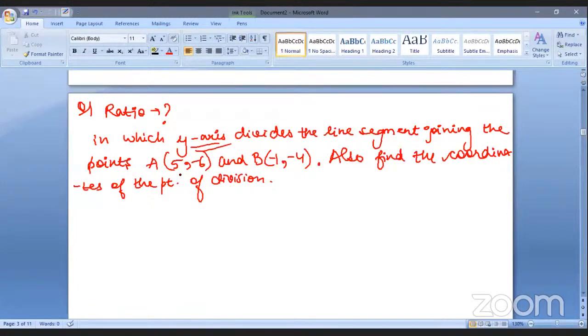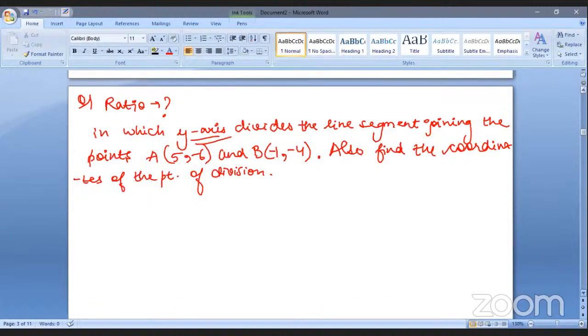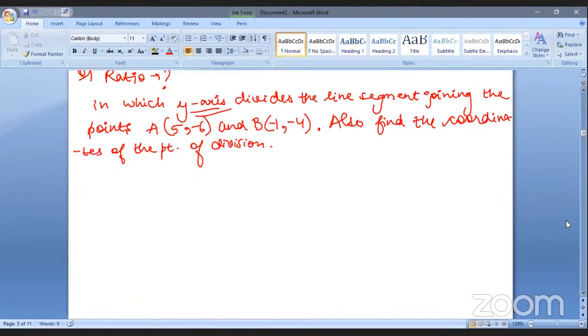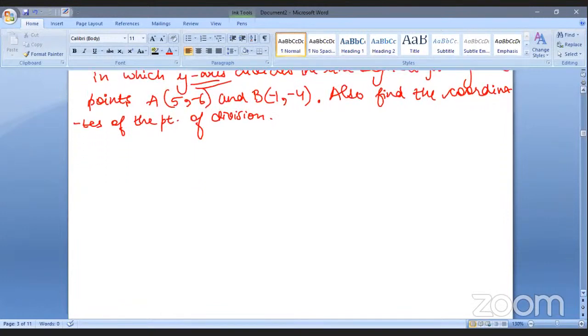Anybody got the ratio? 5:1. Great. Good. Ma'am, even I got it. Ma'am, and the y coordinate is -13/3. Very good. Let's solve it. Only 1 minute is left, so let me take your 2 or 3 minutes more. Then we'll conclude the class.